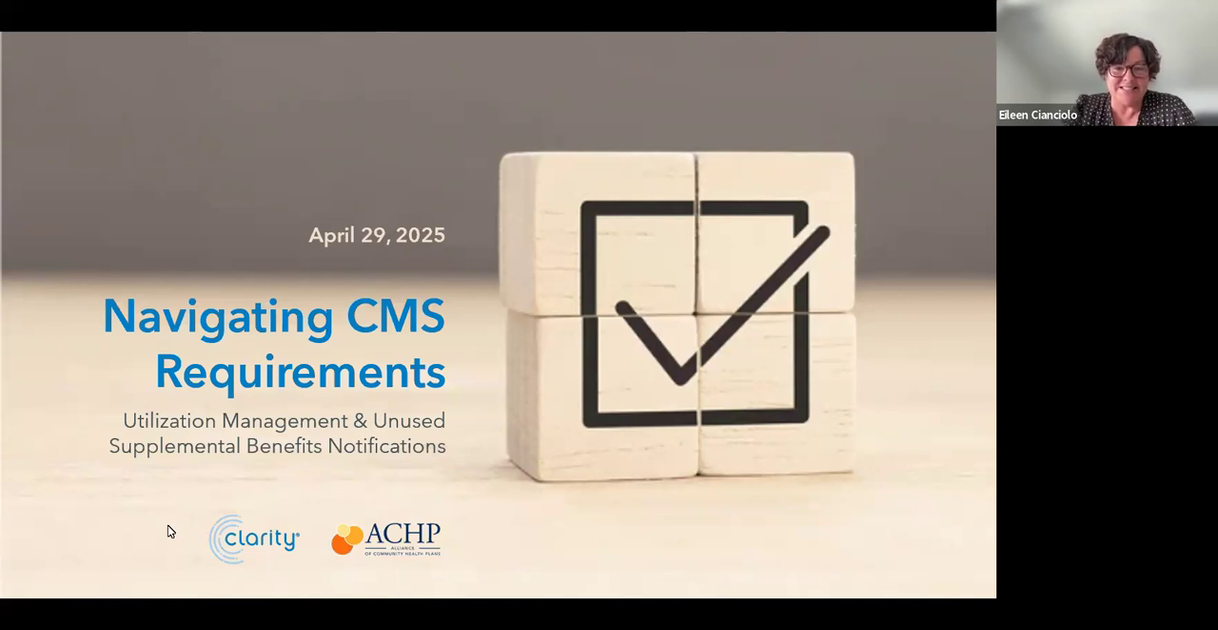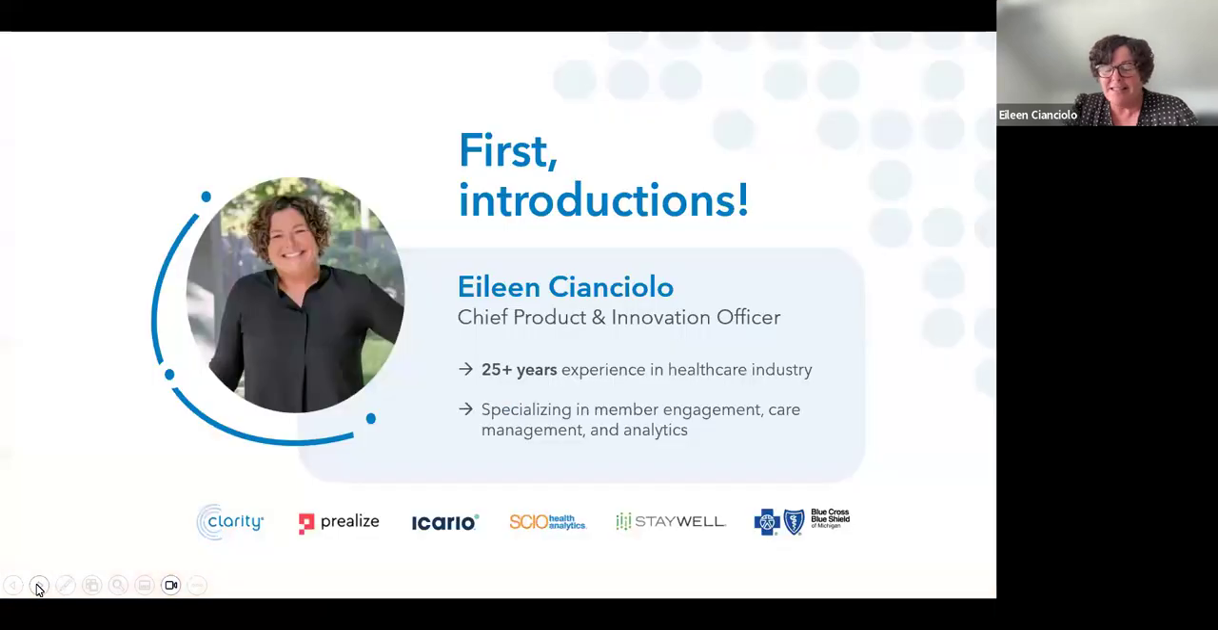So if we go to the next slide, we'll just jump in. As Maria just described, my name is Eileen Cianciolo. I'm the Chief Product and Innovation Officer here at Clarity Software Solutions. I have been in the healthcare industry 25 plus years, with extensive experience in member engagement, care management, and analytics, from Blue Cross Blue Shield through to various analytics, AI, and member engagement companies.